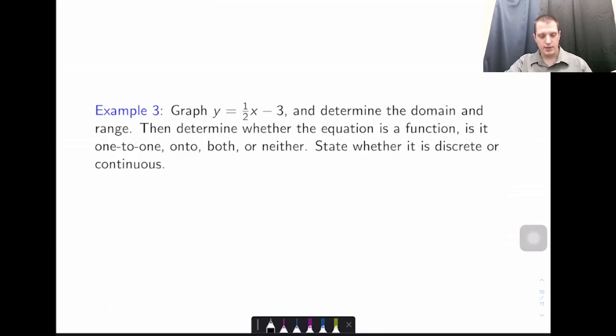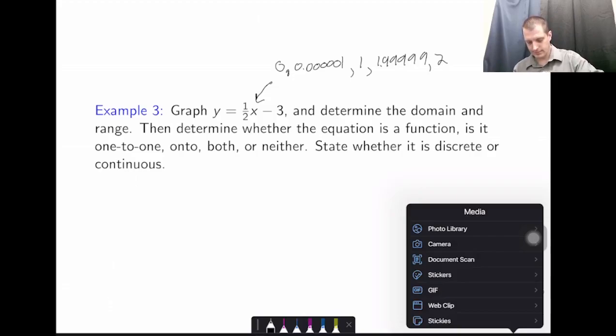And that's because we have this equation. We can put basically any value into this x. I can put 0, 0.00001, something close to 0. I can put 1. I can put 1.99999, something close to 2. I can put a 2. I can put all kinds of numbers in here, and I'll get a nice, smooth, straight curve, which in this case is going to be a line.